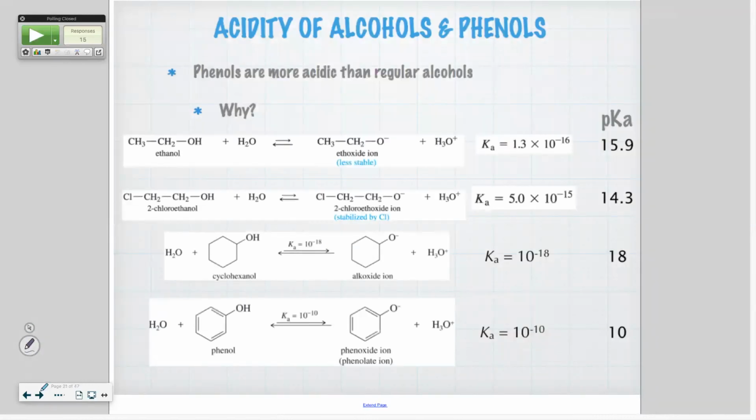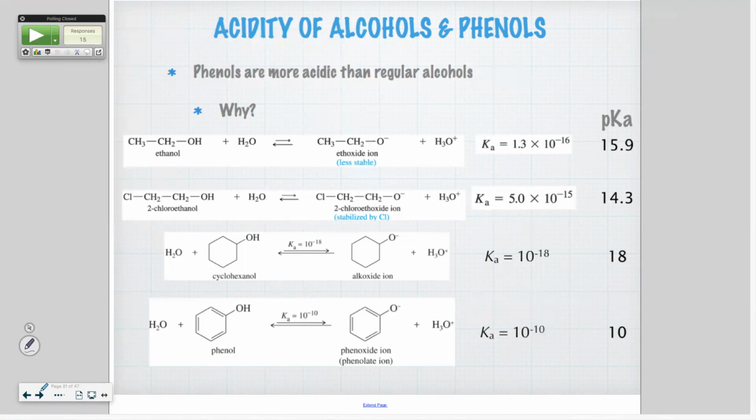Okay, acidity of alcohols and phenols. Remember what a phenol is? Benzene ring with an OH. Right there. There's one. Phenols are more acidic than regular alcohols. Why? Okay, they're quite a bit more acidic than regular alcohols.